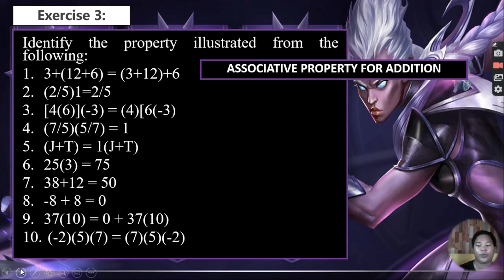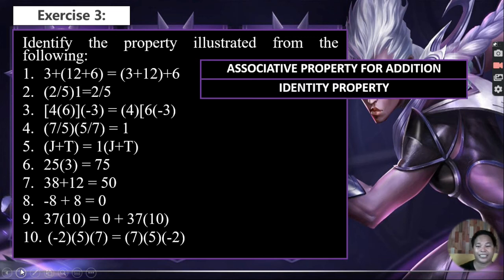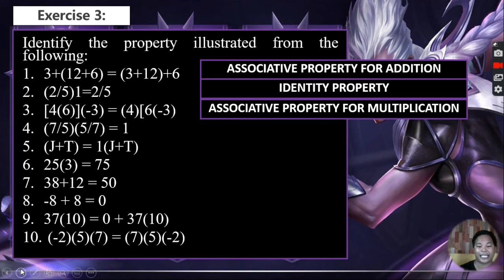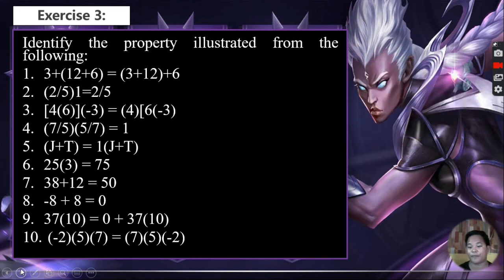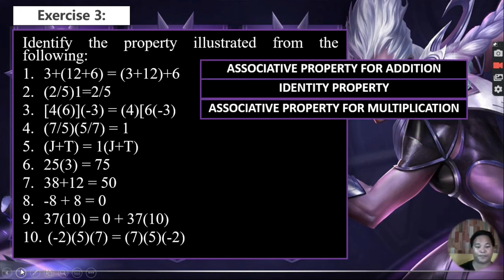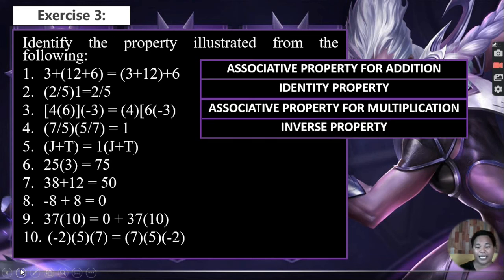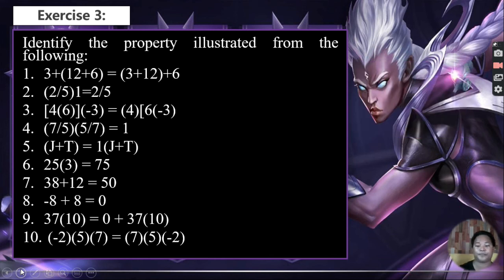Next, we have number 2, 2 pips times 1 is equal to 2 pips. This is the identity property. Number 3, the quantity of 4 times 6 times negative 3 is equal to 4 times the product of 6 and negative 3. This is the associative property for multiplication. And number 4, 7 over 5 times 5 over 7 is equal to 1. This is the inverse property. So, yan po yung ating inverse.